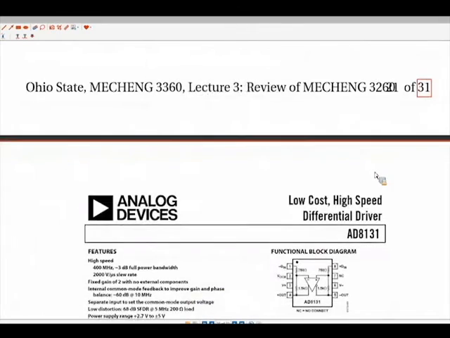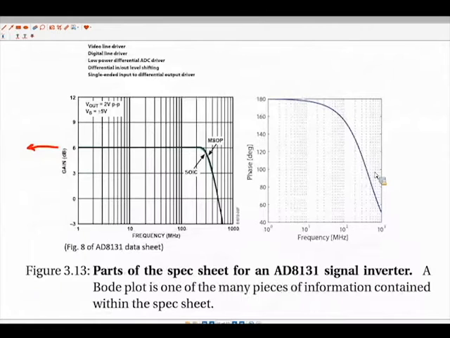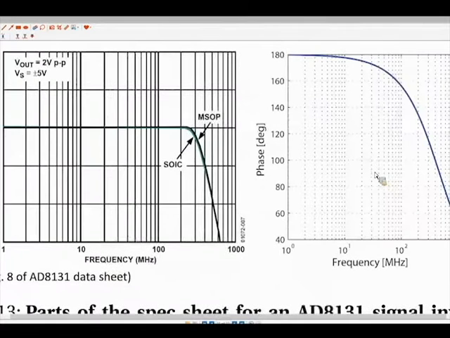Okay, the next frequency is 400 megahertz. So I'll zoom in here a little bit. All right, so what is the magnitude or gain of the system at 400 megahertz? Yes. Sorry? 3. Right.